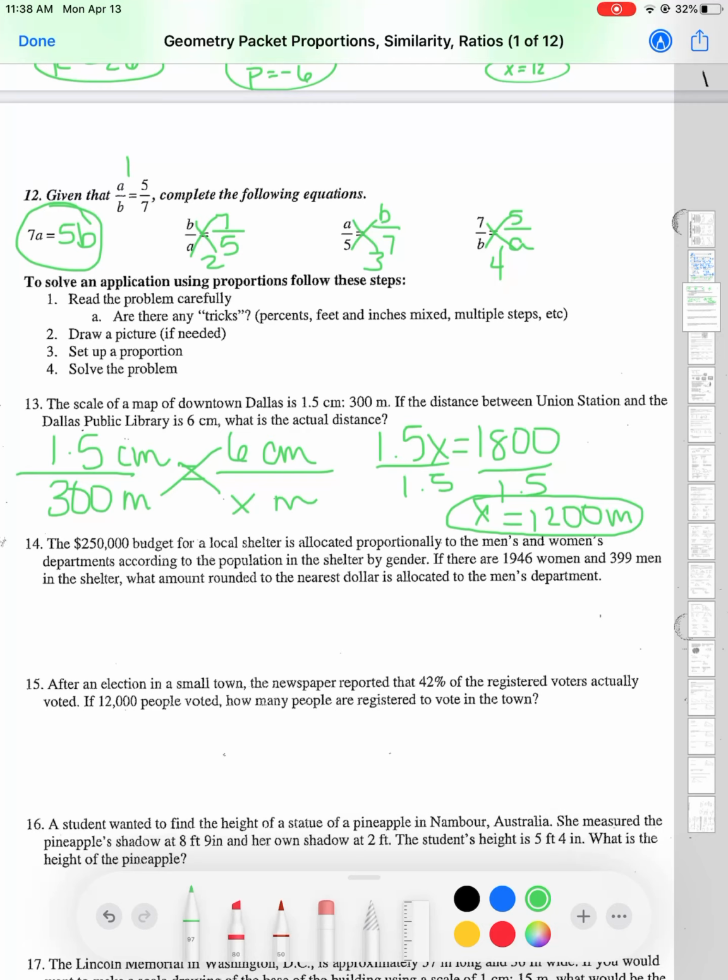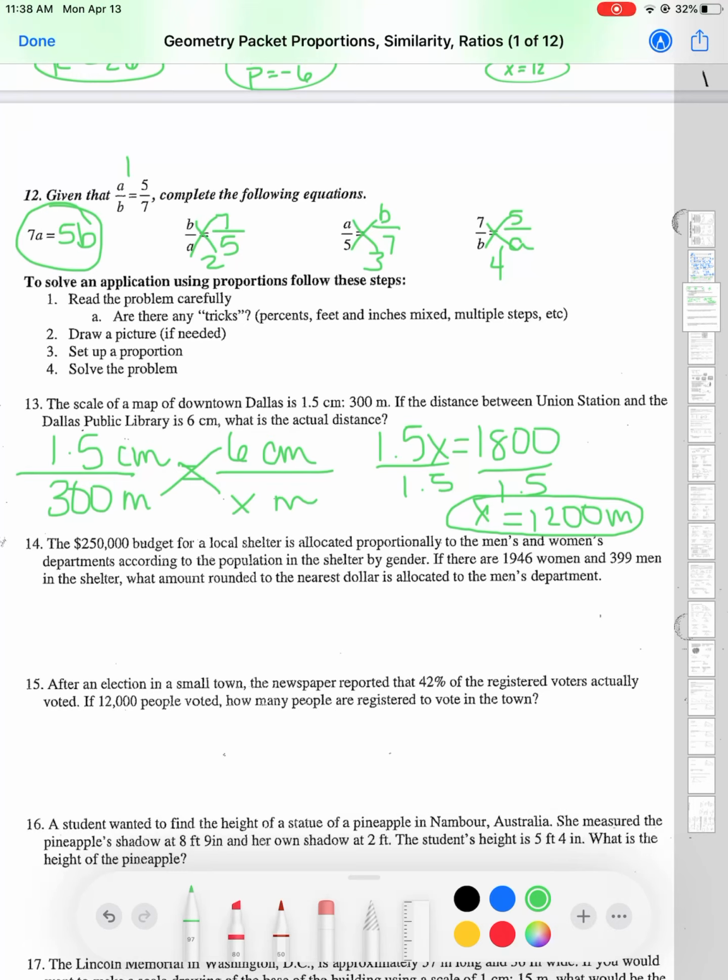Okay, the $250,000 budget for a local shelter is allocated proportionally to the men's and women's departments according to the population in the shelter by gender. If there are 1,946 women and 399 men in the shelter, what amount rounded to the nearest dollar is allocated to the men's department?